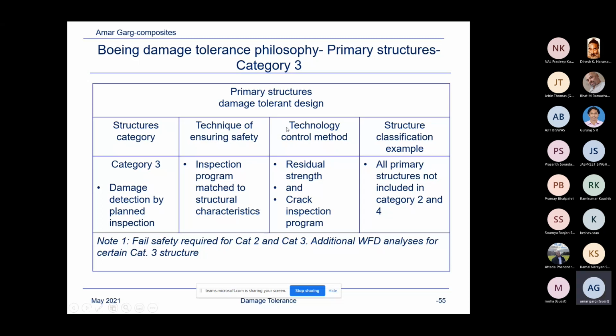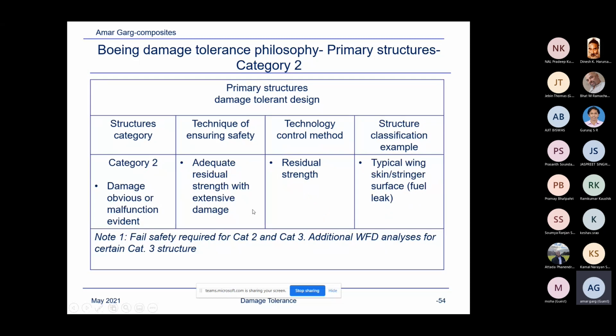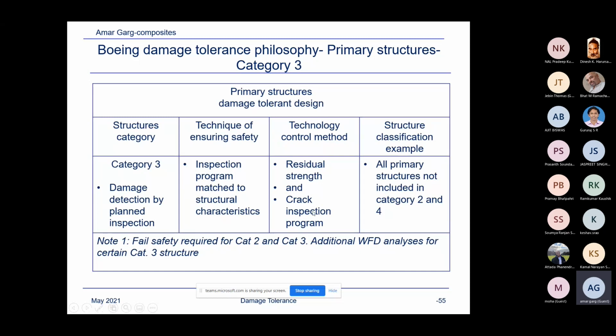So technology control, again, residual strength and crack inspection program. That means crack propagation and inspection program. In this, there was no crack inspection program for category 2 structure, and this is the difference. Planned inspection over here, and all primary structures not included in category 3 and 4. Category 4 we'll discuss, the safe life approach. Okay, so that's the difference between various categories of the structures which Boeing defines.